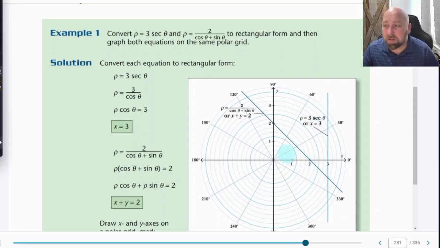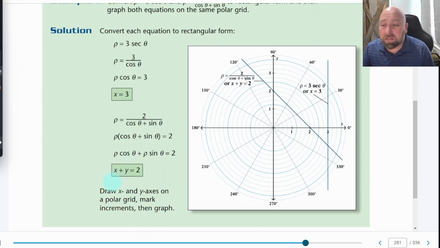Okay, vertical line. Now this one over here also gives us a line when we do this conversion. And again, you've got to go back to that lesson that we did on converting, but we're going to multiply each side by cosine theta plus sine theta. That's going to get us rho times (cosine theta plus sine theta) equals 2. Then we would distribute our rho to both of those, and then that equals the x and the y, or the x plus y. So once we get that, then we have that in a format that we can handle.